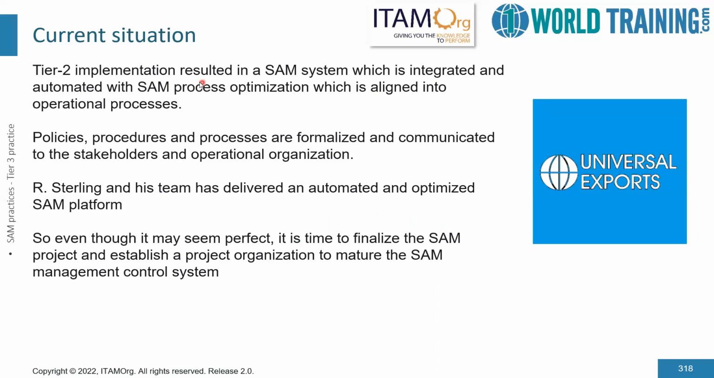Let's look at what's been happening at the Universal Exports. Tier 2 was implemented in Universal Exports, which resulted in a SAM system, which was integrated and automated with SAM process optimization, aligned to the operational processes. Policies, procedures, processes formalized and communicated to stakeholders and the operations. Sterling and his team delivered an automated and optimized SAM platform. Even though it may seem perfect, it is time to finalize the SAM project and establish a project organization to mature the SAM management control system.